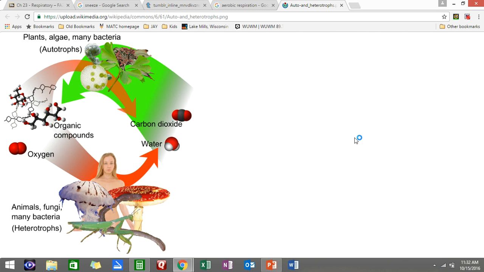I don't have high-speed internet, by the way, so it takes a little bit for these images to load.